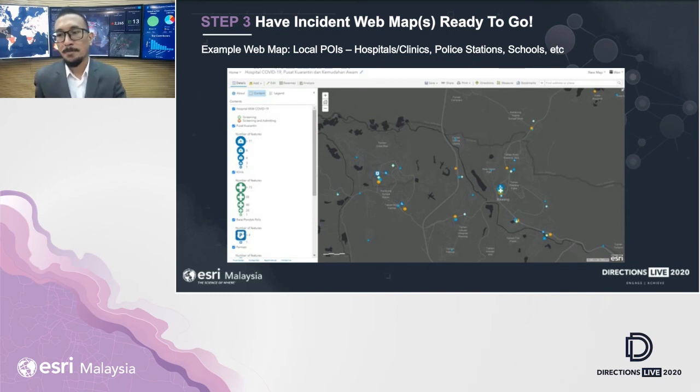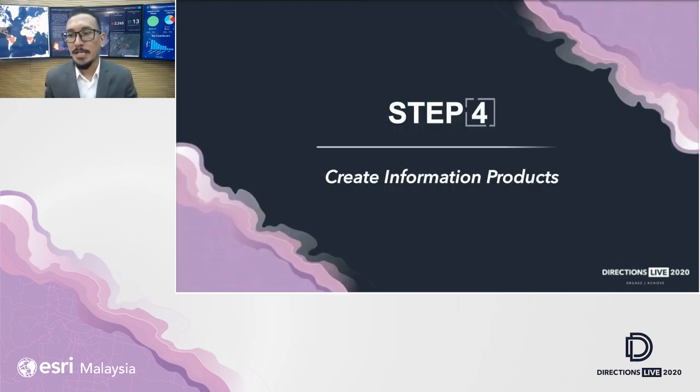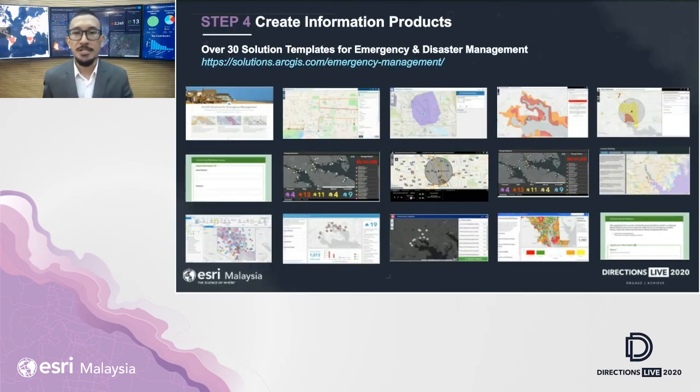Okay, for step 4, it is to create information products. To assist your organization, there are more than 30 solution templates that can be used for emergency and also disaster response. And these numbers will keep growing all the time. And with the new release, new templates will be added into this solution template collection for you and your organization to rapidly deploy.